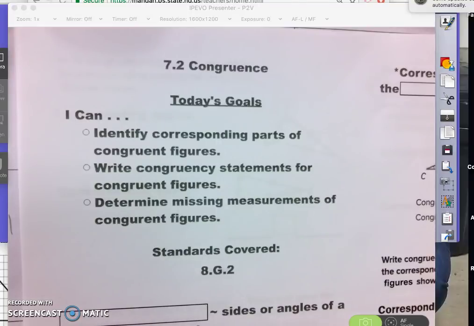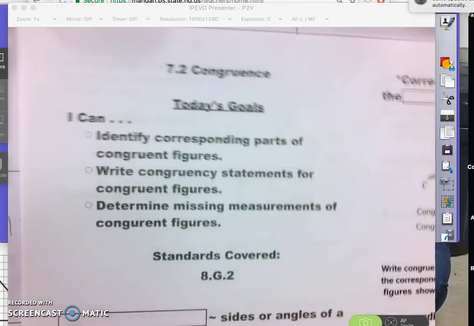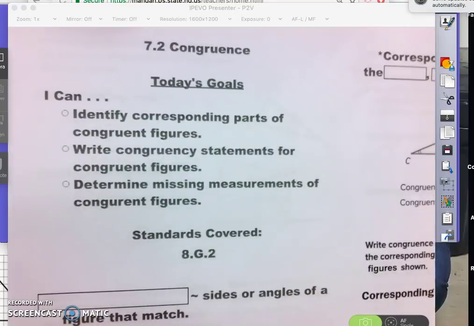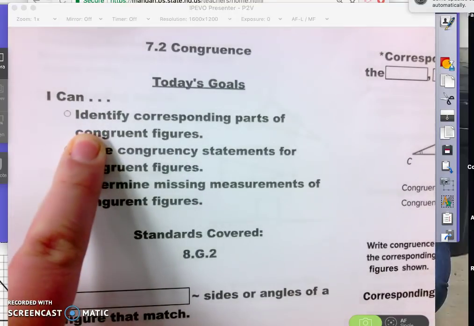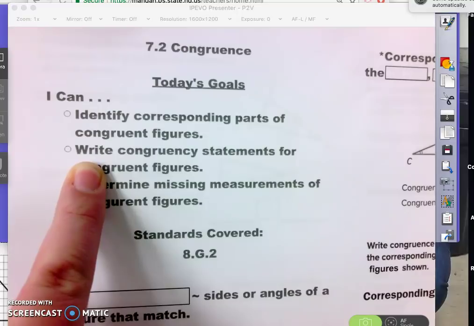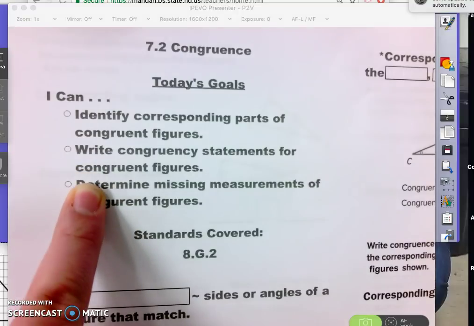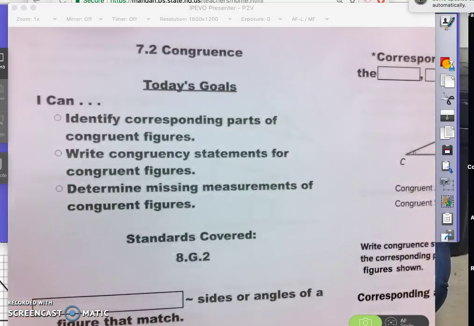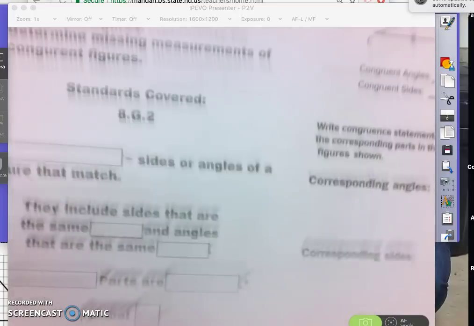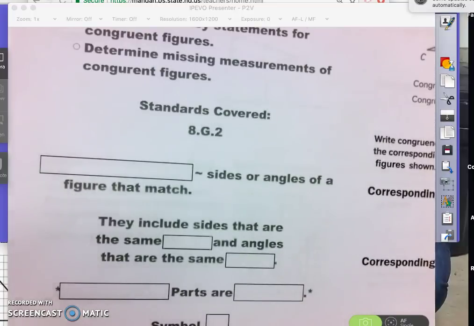Good morning. We are going to be talking about 7.2 congruence. We should be able to identify corresponding parts of congruent figures, write congruency statements for congruent figures, and then determine missing measurements of those congruent figures.